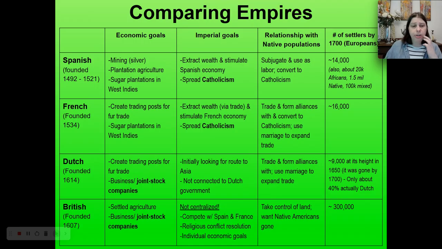They're not really interested in converting Native Americans. There are some exceptions here, like you might remember learning about the praying towns that some Puritan communities founded to try to convert Native Americans, but it wasn't widespread. It's not really characteristic of the British Empire overall.